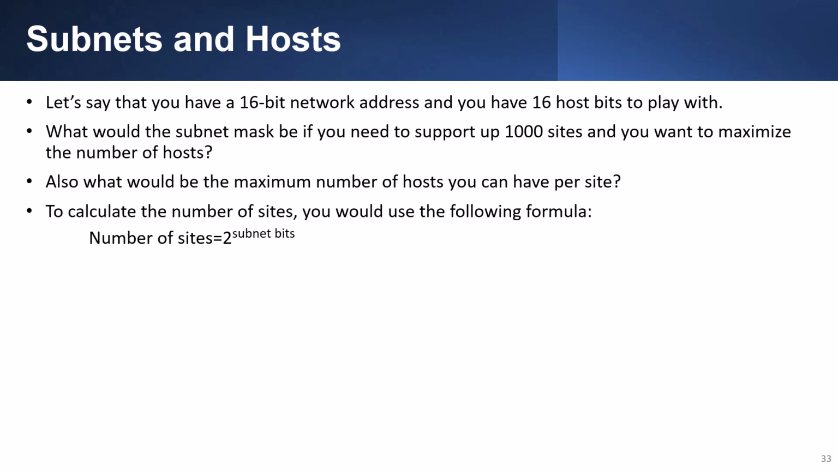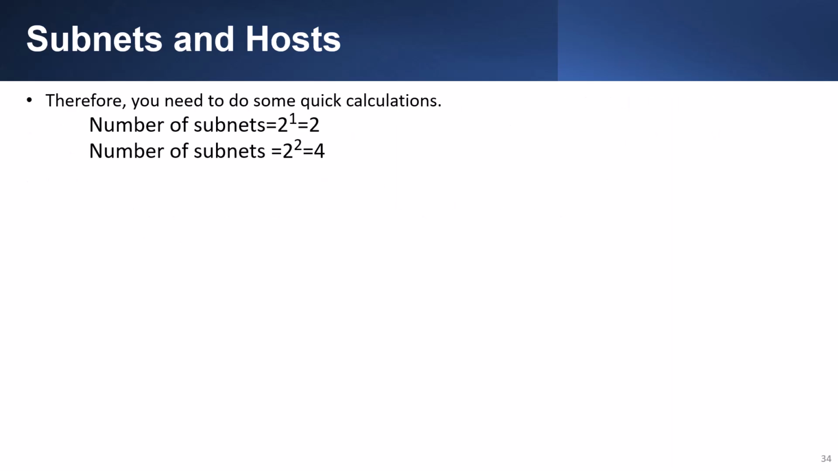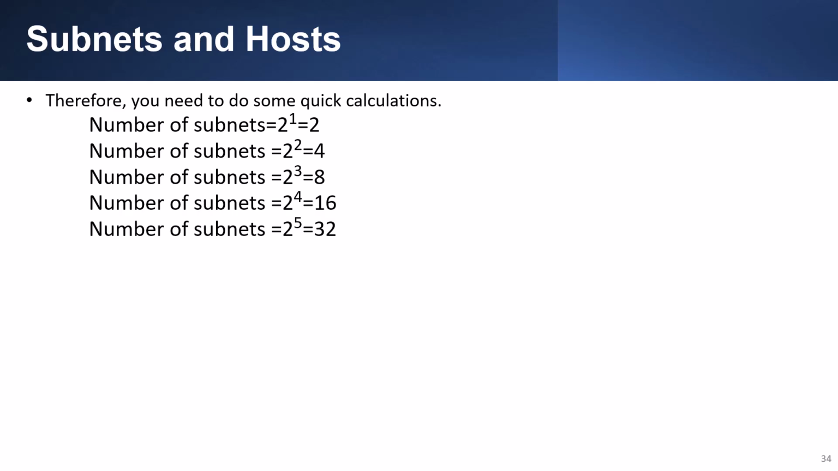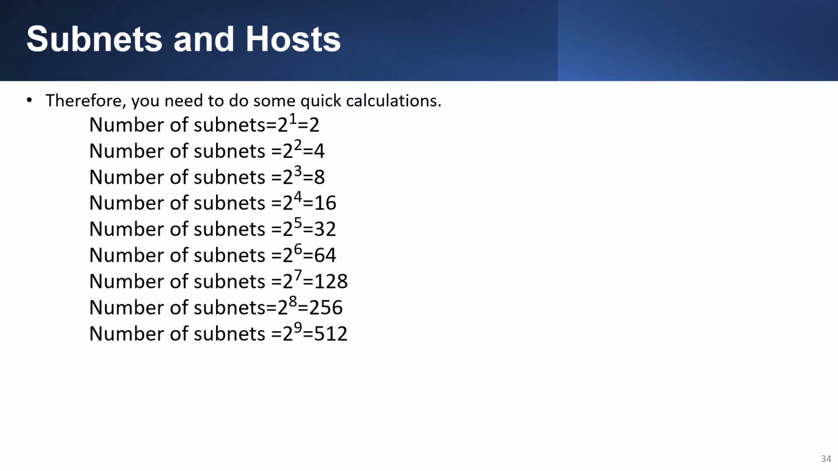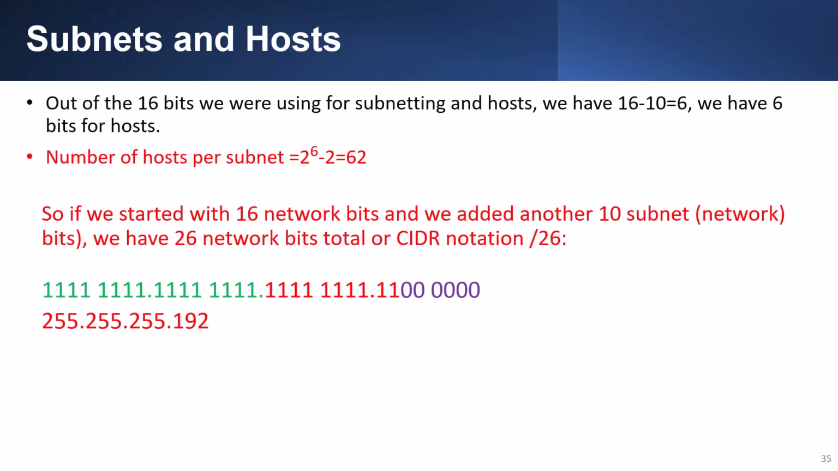Number of subnets or sites equals 2 to the subnet bits power. Therefore, you need to do some quick calculations. With 10 subnet bits, this will give us 1,024 subnets. To calculate the number of hosts per subnet, you use the following formula. Number of hosts equals 2 to the host bits power minus 2, which is 2 to the 6th power minus 2, which gives us 62 hosts.